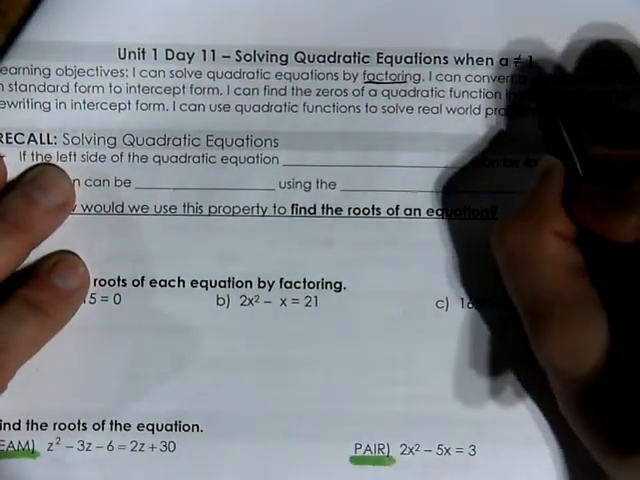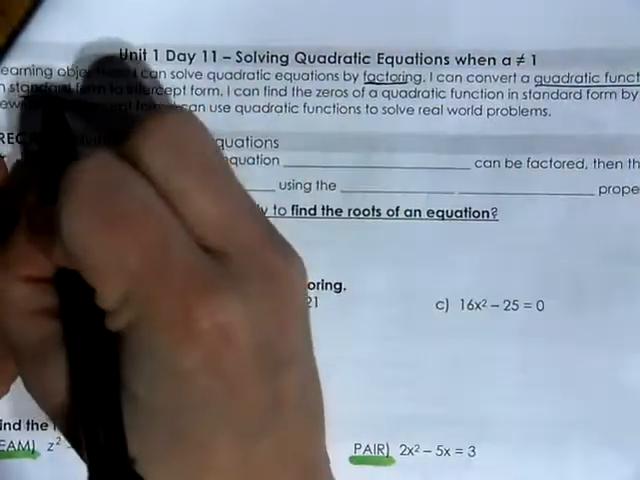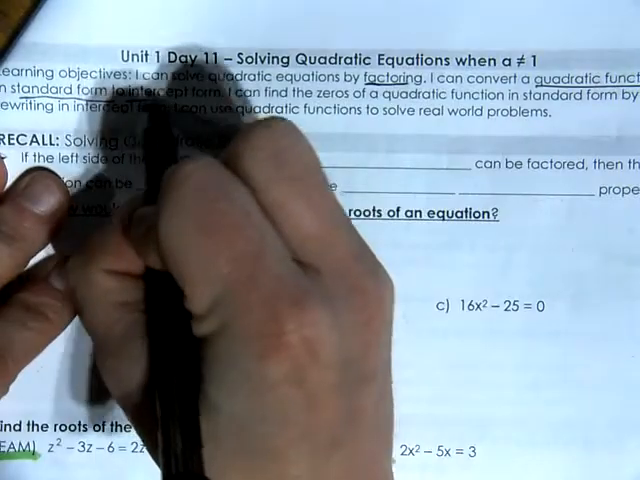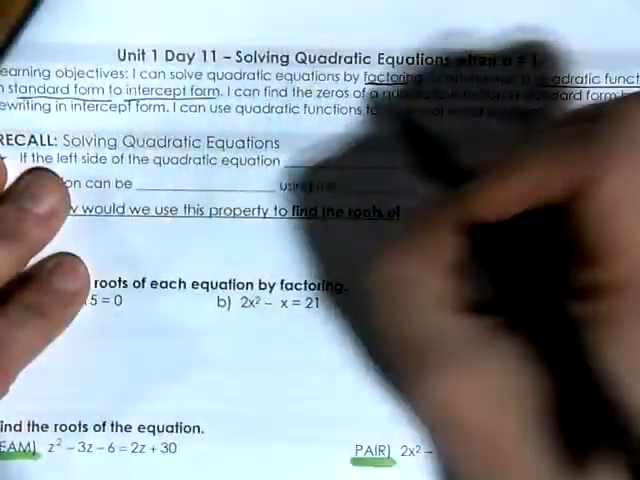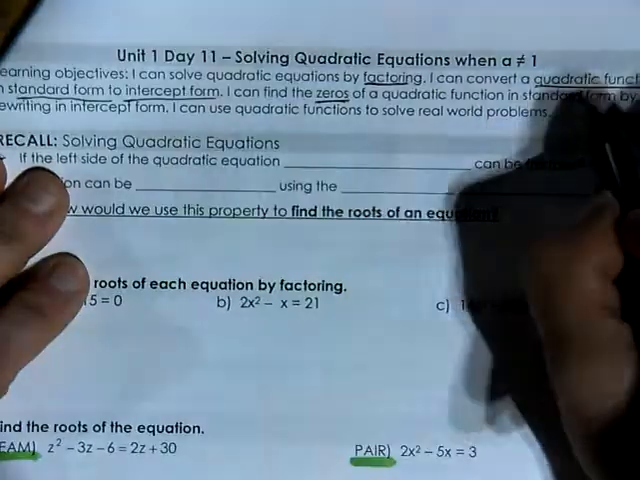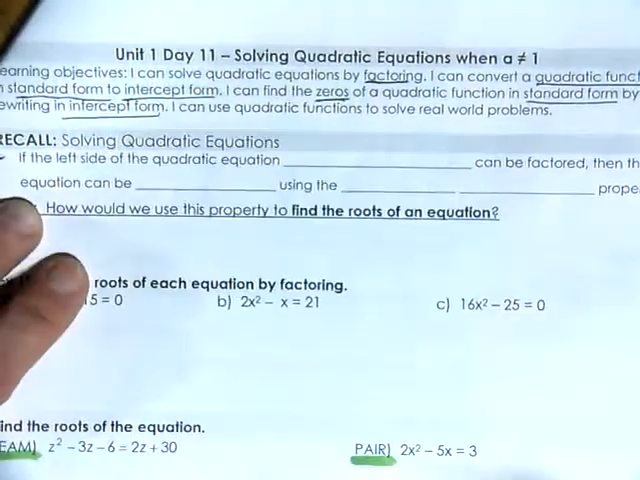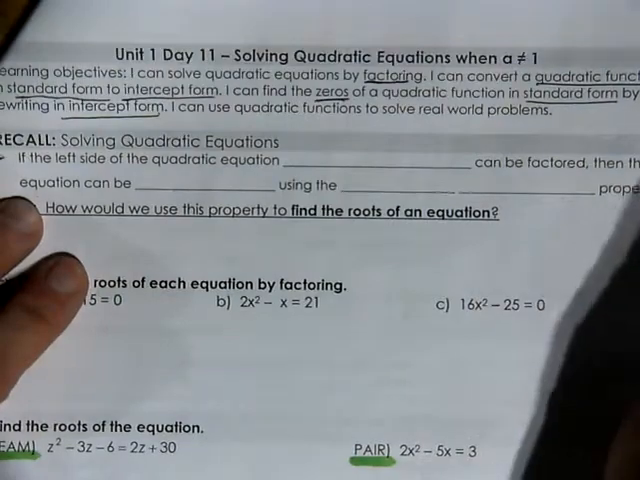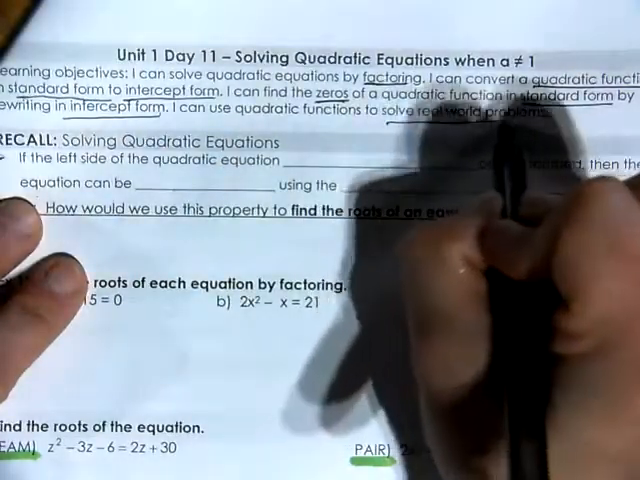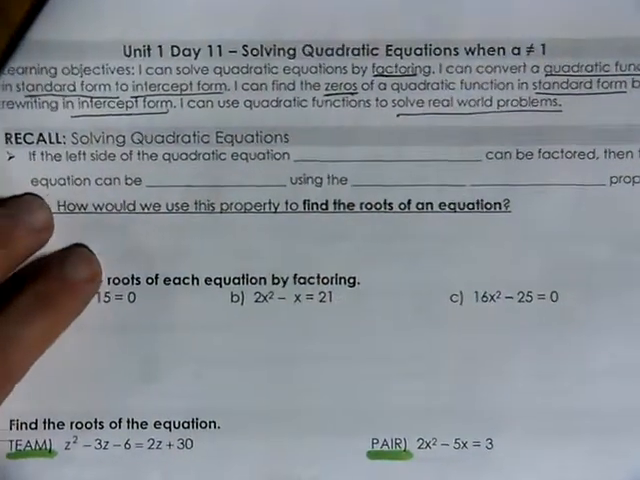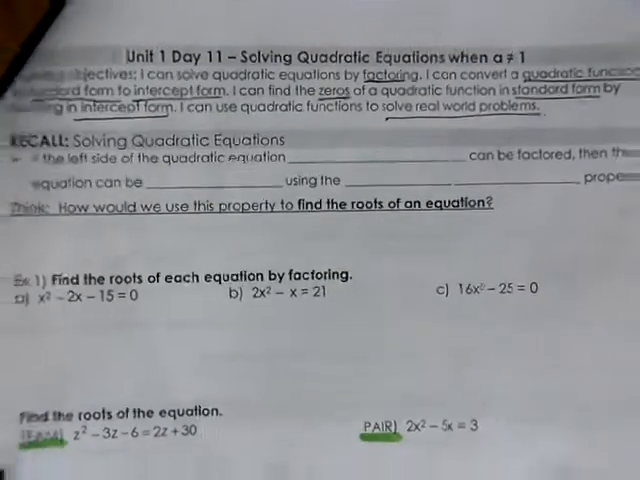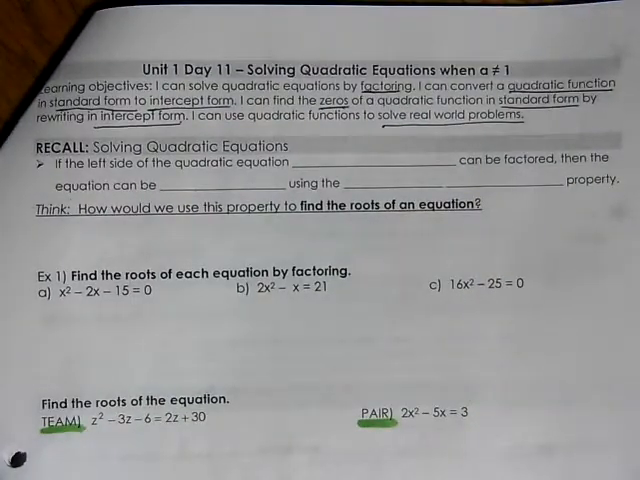I can convert a quadratic function into standard form, from standard form to intercept form. I can find the zeros of a quadratic function that is in standard form by rewriting it in intercept form. And I can use the quadratic functions to solve real-world problems. Those revenue questions are coming back again in this lesson, so that should be a lot of fun.